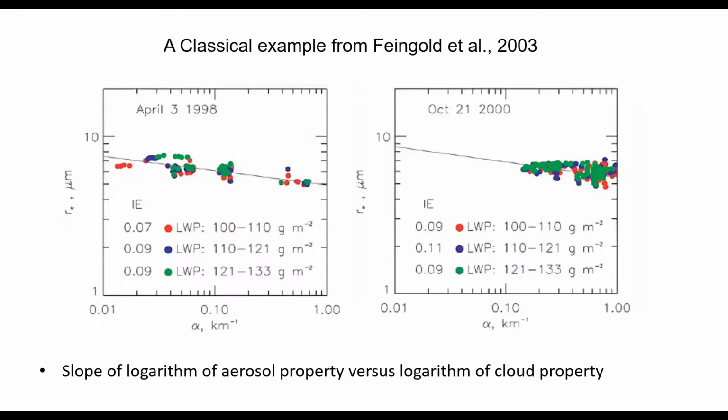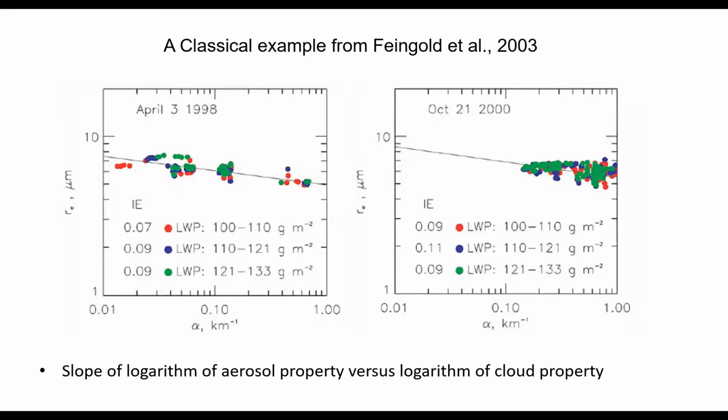Next slide. Using similar kinds of setups, there have been many studies. I will give you some glimpses from those very important studies. First, the classic paper by Feingold et al., published in 2003. They were the first to show observational evidence of aerosol cloud interaction in low clouds. What they have shown here is the cloud effective radius as a function of aerosol extinction coefficient, the logarithm of aerosol extinction coefficient and the logarithm of particle radius.